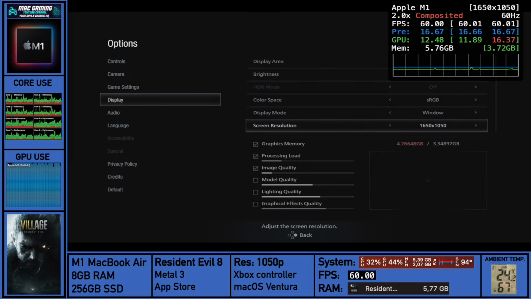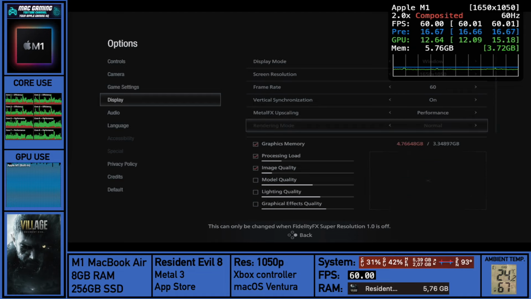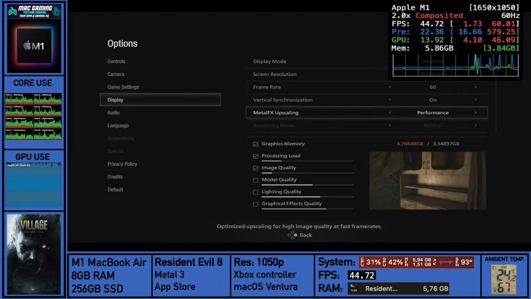Hey everybody, Derek from Mac Gaming here with part 2 of Resident Evil 8 on the M1 MacBook Air. First of all, what we're seeing here on screen are the settings that were used while recording footage of this game on the M1 MacBook Air.